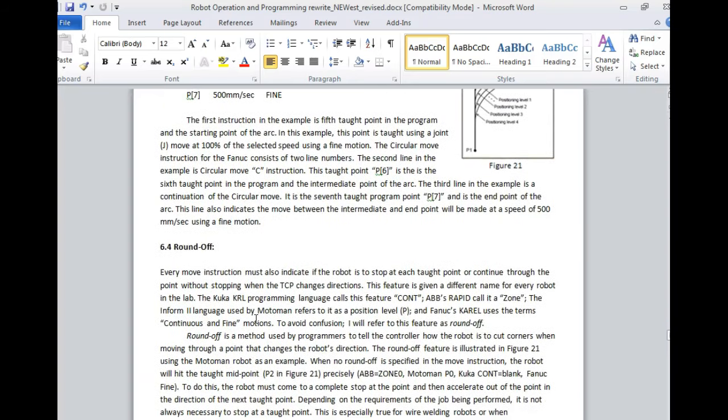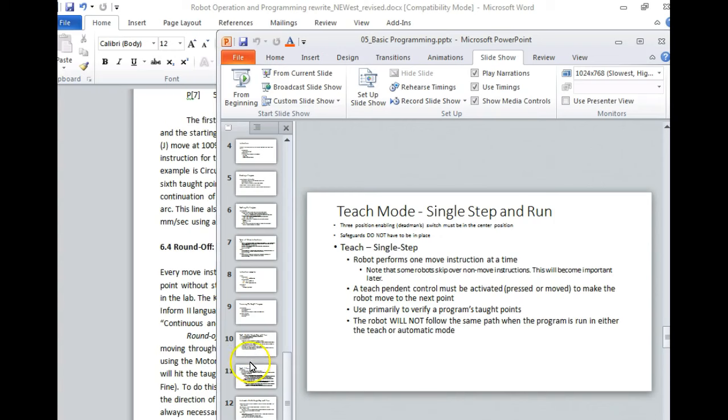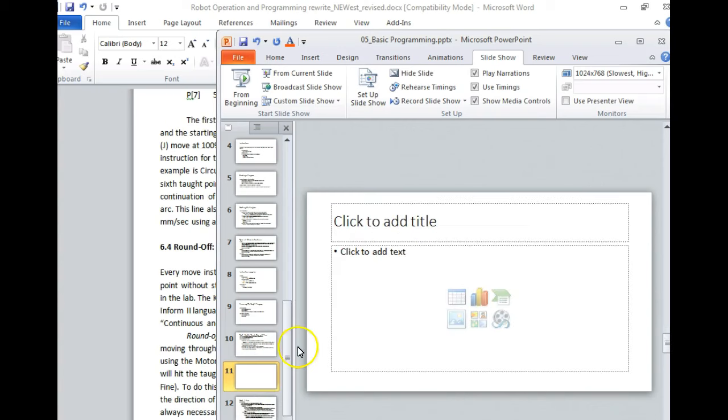Okay, so here's where we're at today. This is round off. Now the problem is we've only got 3 move instructions. So the problem we have is with 3 move instructions, it looks like we would be very limited on what we could teach the robot to do. So let's say I wanted to make it follow this path right here. How could we do that? Well, using 3 move instructions, it's going to be basically impossible, right?